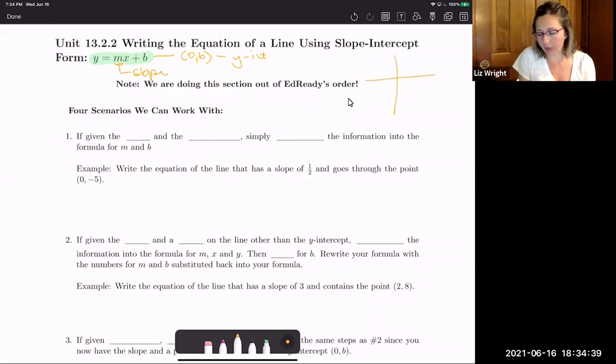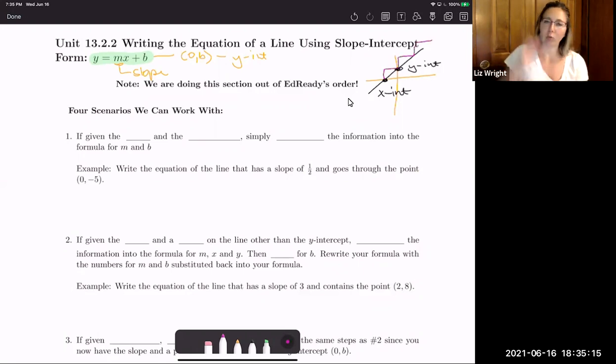If we've got our coordinate plane and we're graphing something like this, this point right here would be considered our y-intercept because it is where the line intersects our vertical or y-axis. And this point over here is going to be our x-intercept, because that is where our line crosses our x-axis, or horizontal axis. Our slope would be our rate of change between two ordered pairs, so our rate of change is the rise over the run.